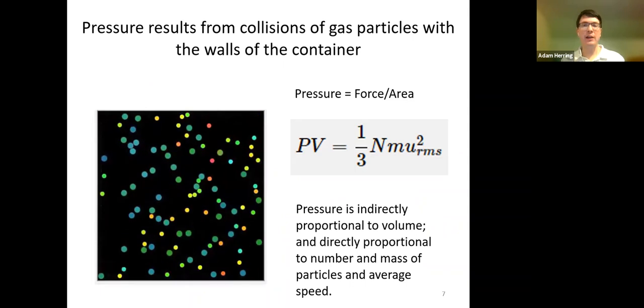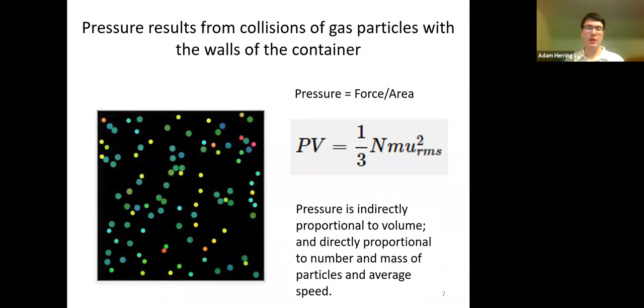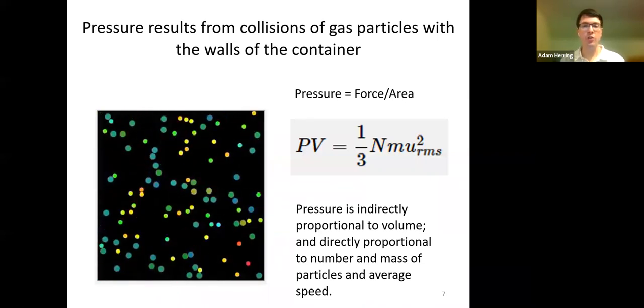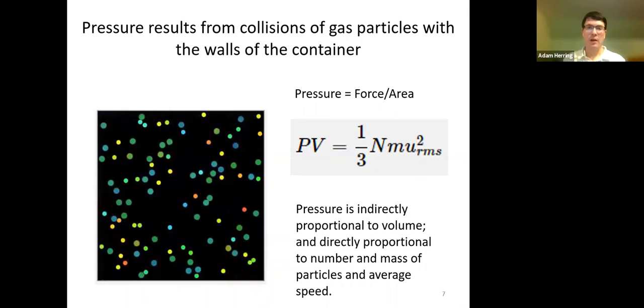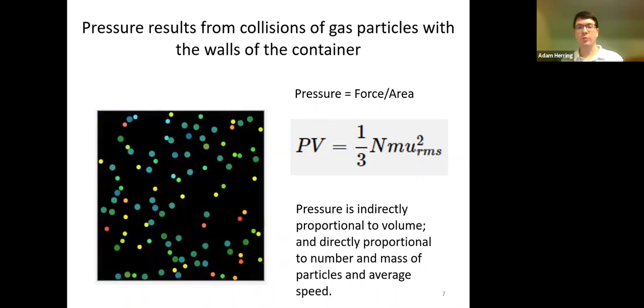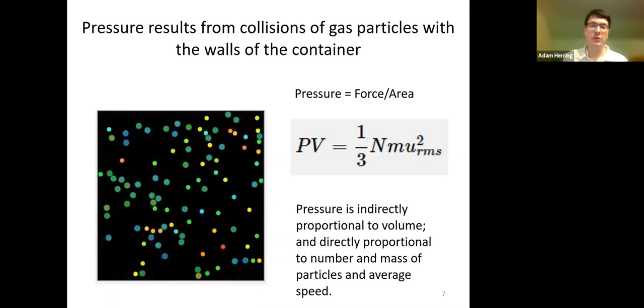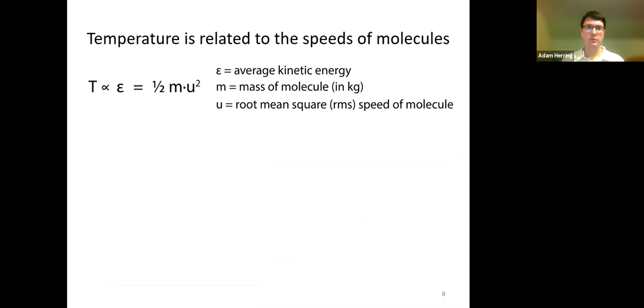Pressure we define as the amount of force that is exerted per unit area. Because of this definition, we can see that pressure and volume are indirectly related to each other. Pressure is also proportional to the mass of the particles and the speed at which they are going. Temperature is also related to the speeds of molecules.